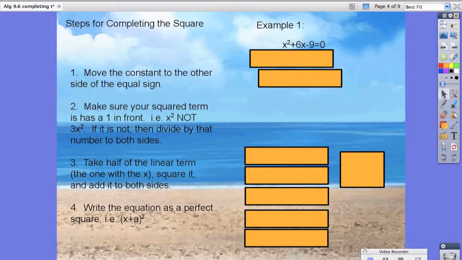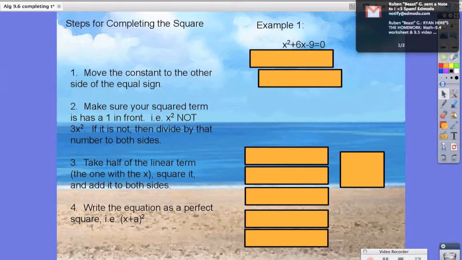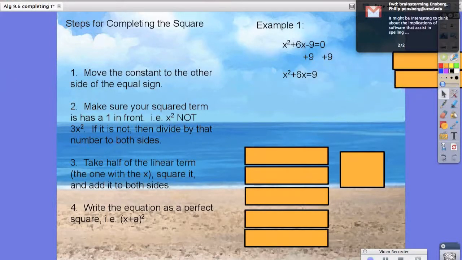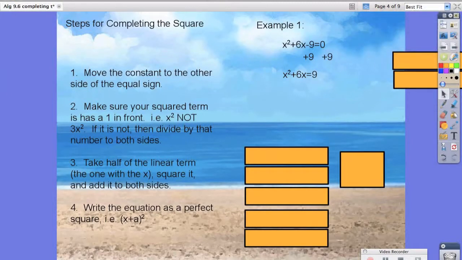I know those are a lot of steps, so we're going to work through this problem together. Our example 1 is x squared plus 6x minus 9 equals 0. According to step 1, we want to move the constant to the opposite side of the equal sign. So this minus 9 has to go. We're going to add 9 to both sides, and we're left with x squared plus 6x equals 9. Step 2 is to make sure your squared term has a 1 in front of it. If we look at our x squared term, it does in fact have a 1 in front.